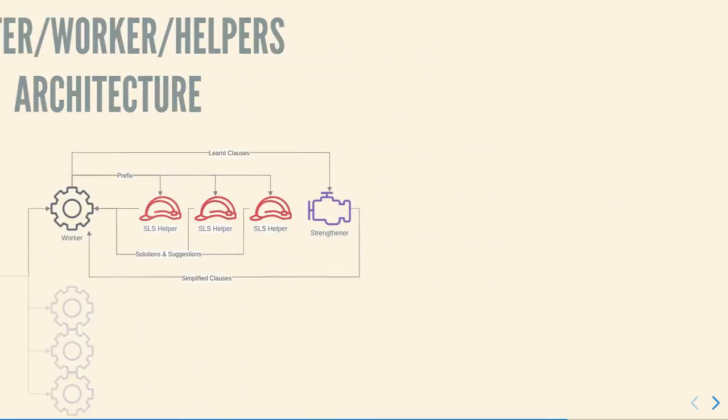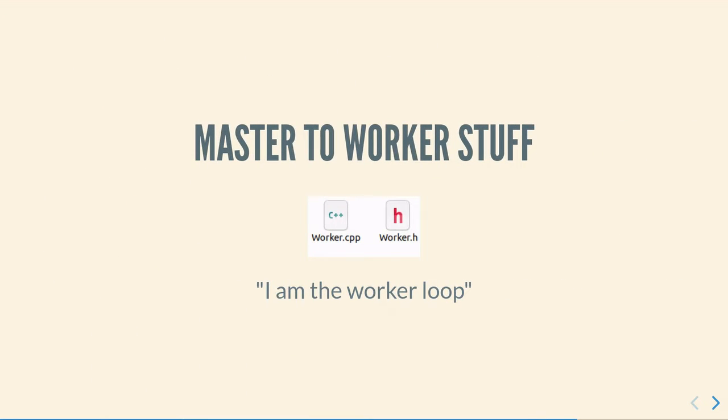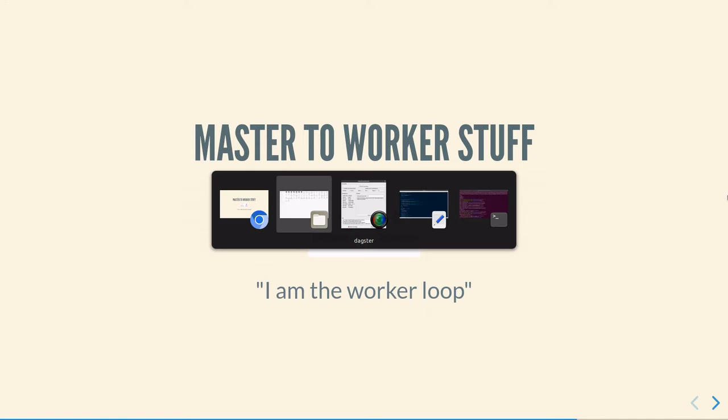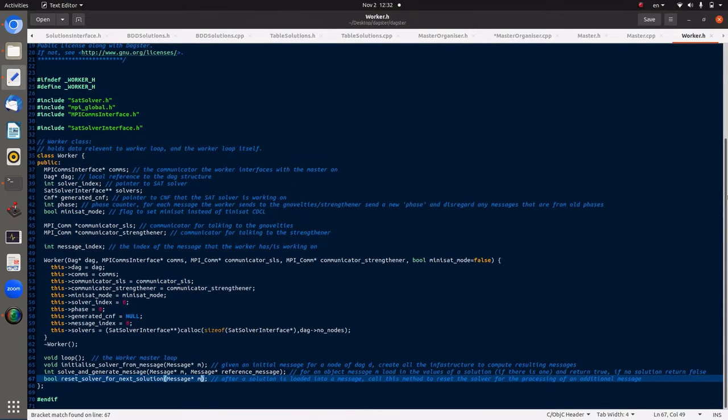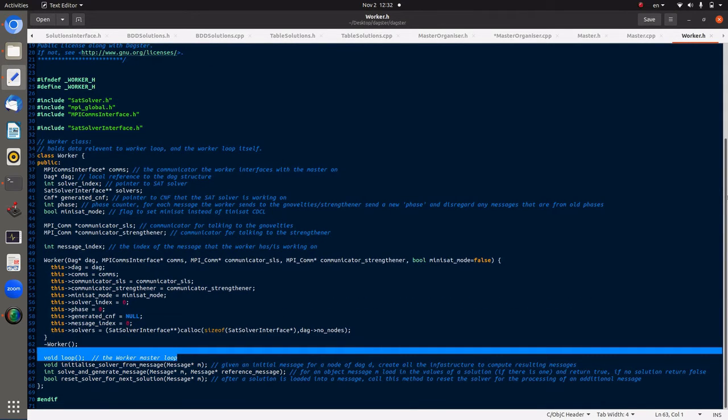So this is the other side. The first loop is the worker loop. This is exactly the opposite side of the master loop. So let's turn to that. Let's do worker. So the worker.h is basically just, I am a loop. There's the worker loop, and it's got some other stuff here, and we will turn to this in turn.